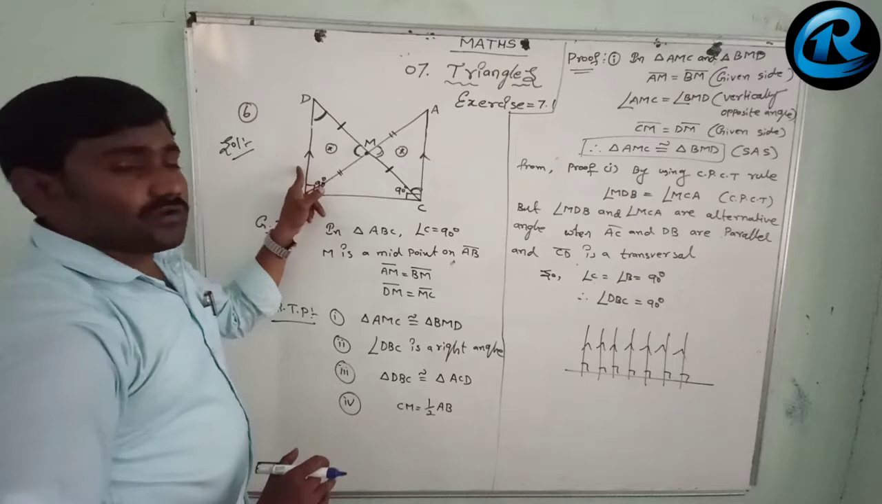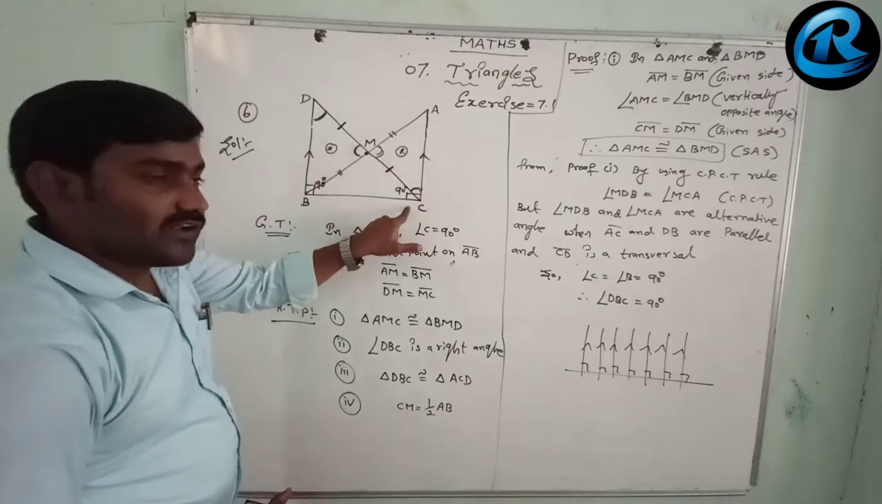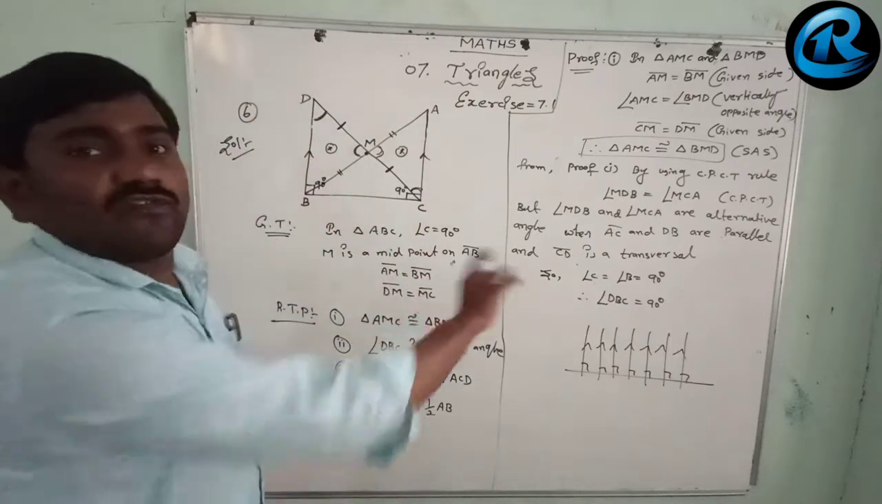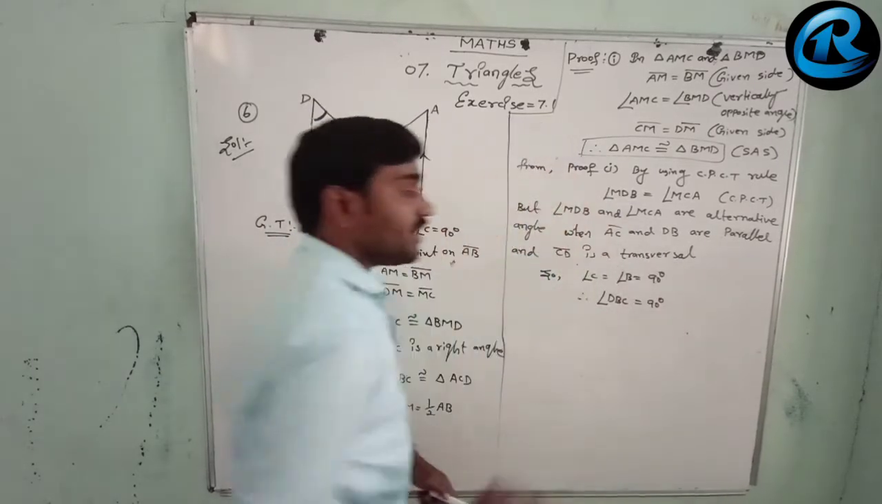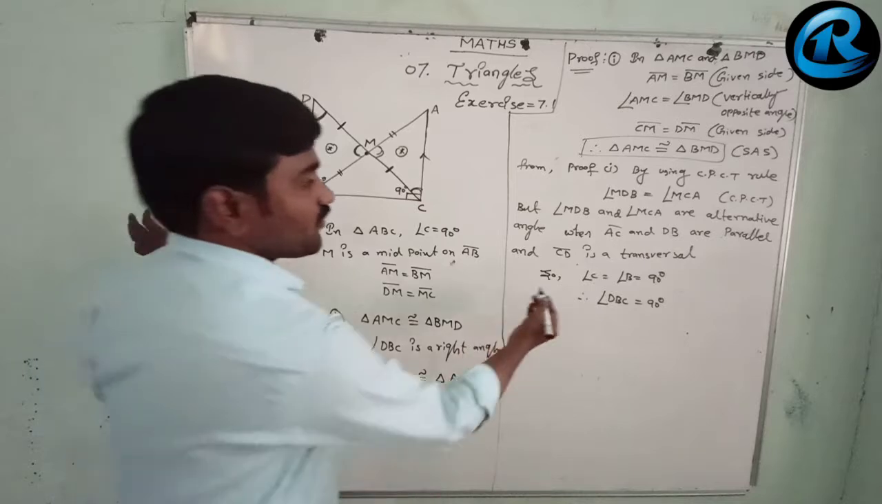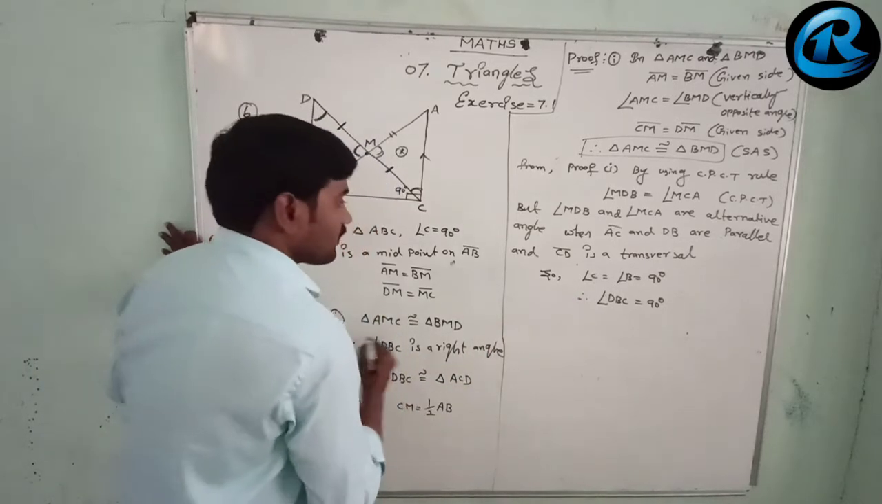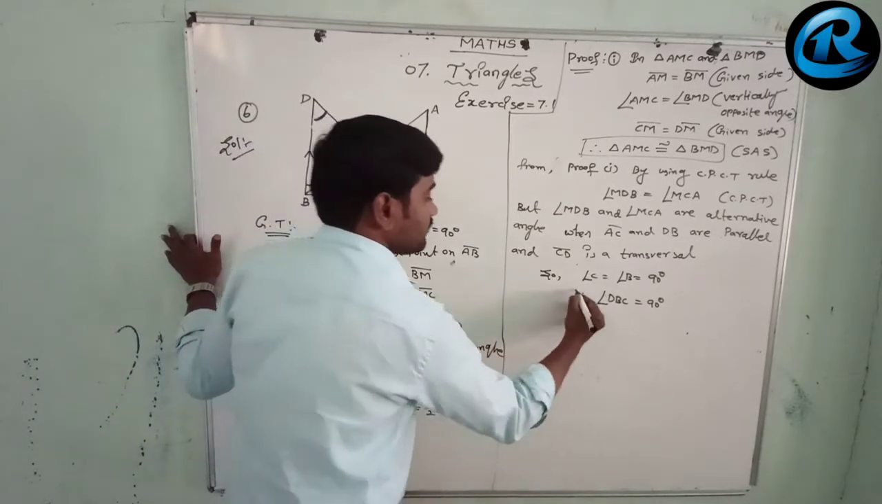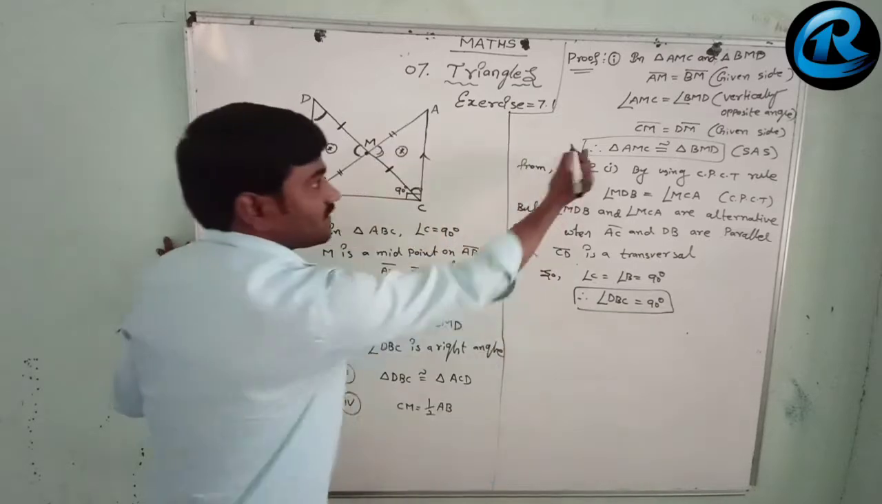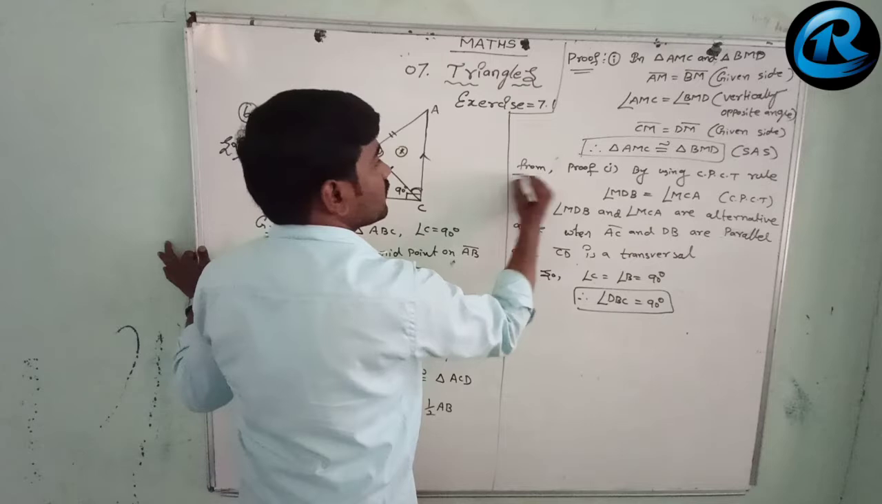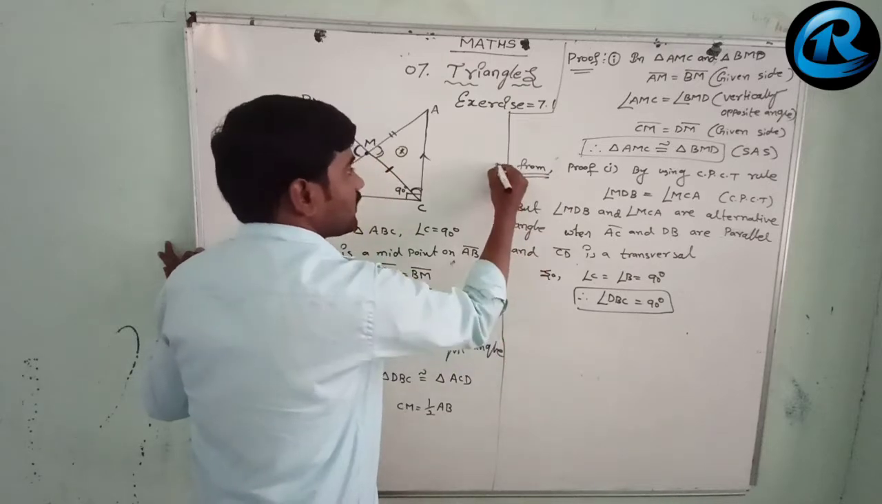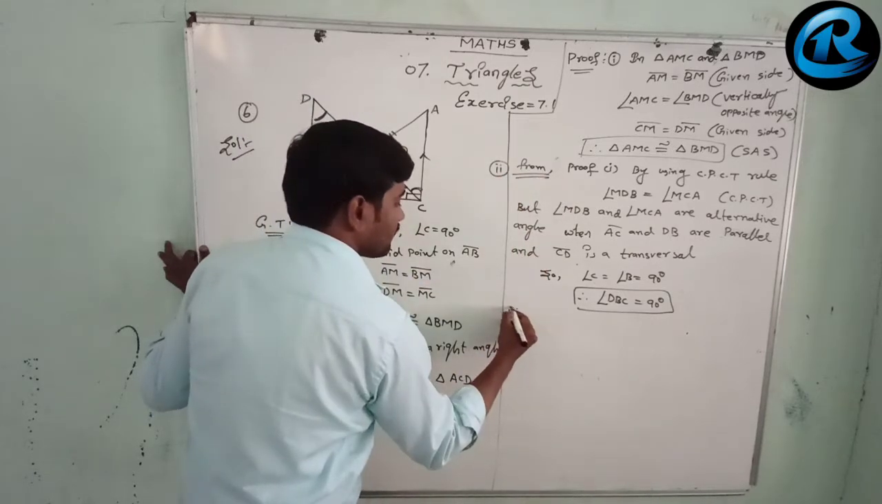AC is parallel to DB. AC is perpendicular. So DB must be a perpendicular, in the sense angle P should be 90 degrees. So this is the proof number 2 we have completed. Okay, second one is finished. The first one we have, the second one is here. Okay, this is proof number 2. Second one completed. Okay, then third one, let us see.